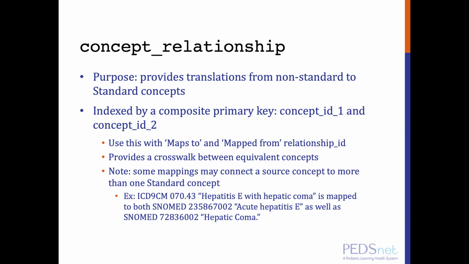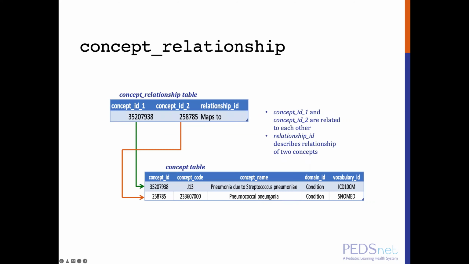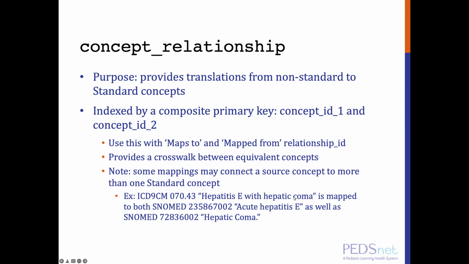Please note that some mappings may connect a source concept to more than one standard concept. For example, and this is taken from the text of the Odyssey book, the ICD-9 code for hepatitis E with hepatic coma is mapped to both SNOMED codes for acute hepatitis E as well as the SNOMED code for hepatic coma, since they are two different clinical concepts, even though they're all in a single one there with ICD-9 CM.